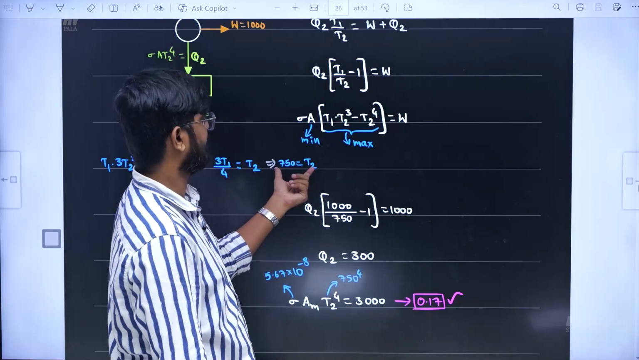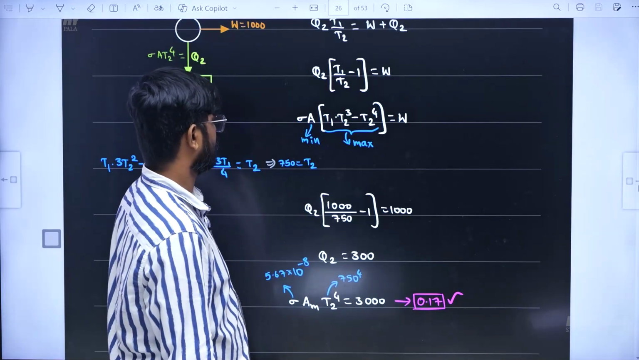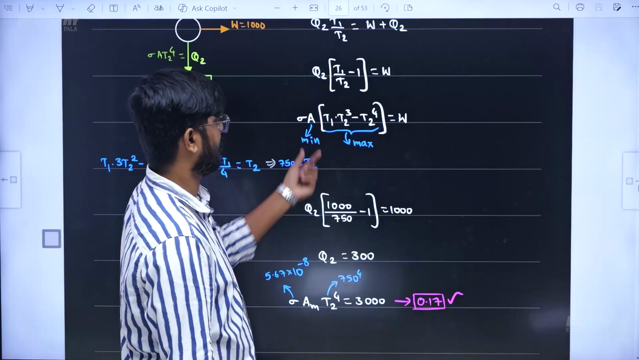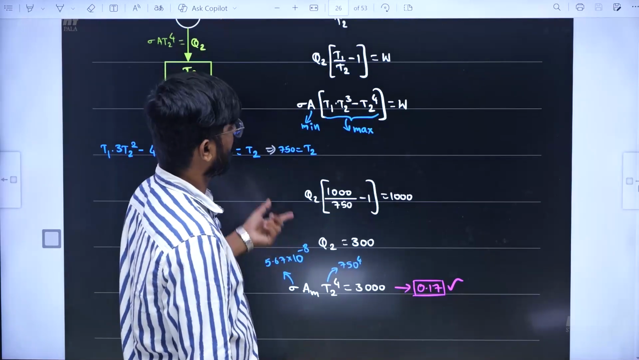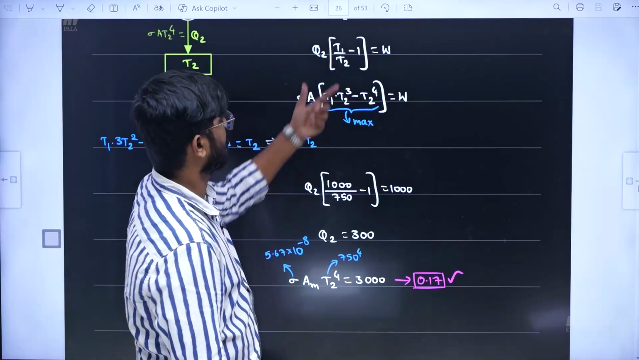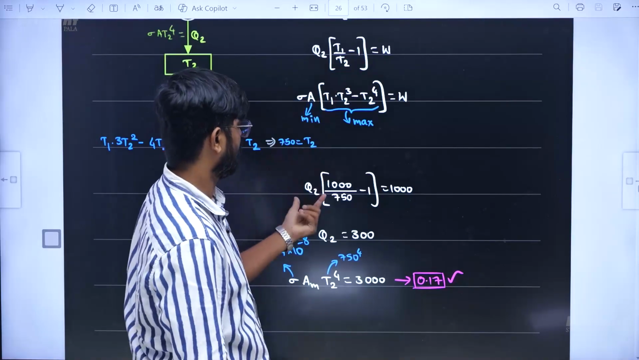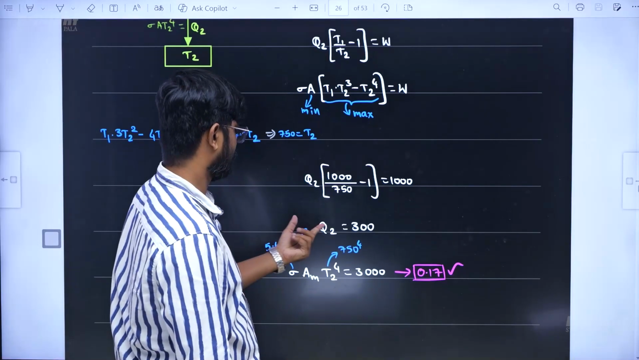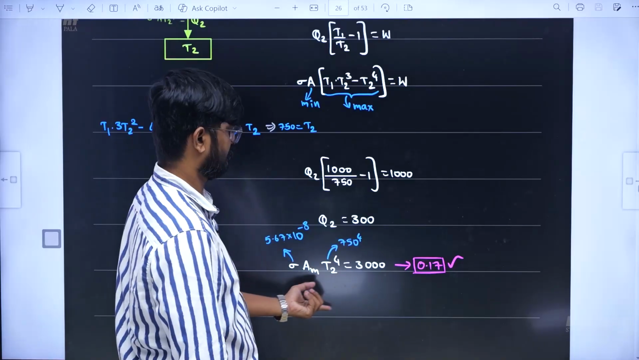When you do that, you will be getting T2 is 750. So, when T2 is 750, this A will be minima. So, you will be plugging the value back here, so that you will be getting Q2 value. Q2 is sigma A T power 4.